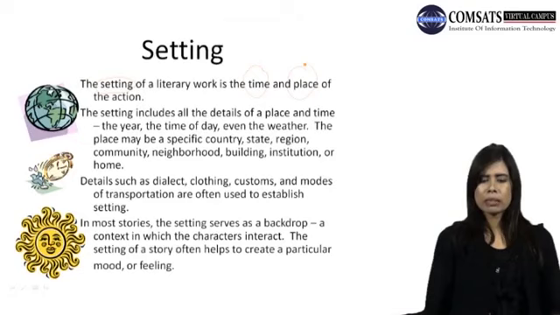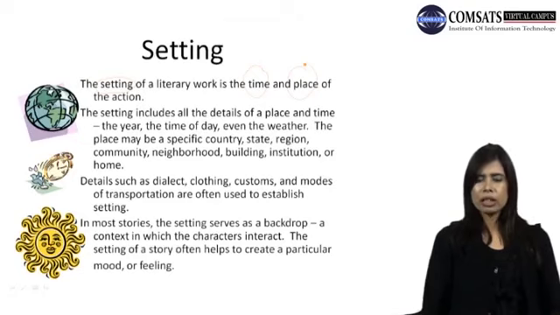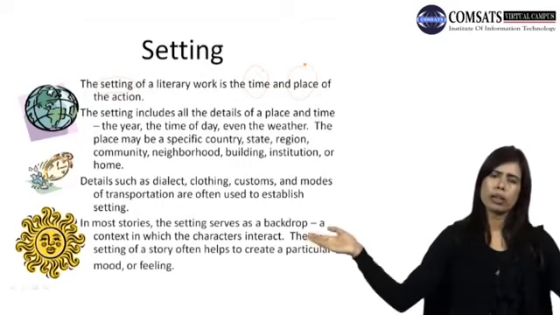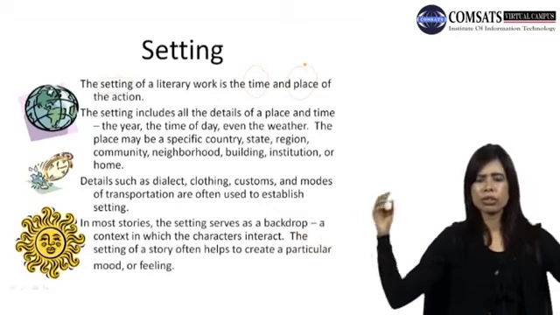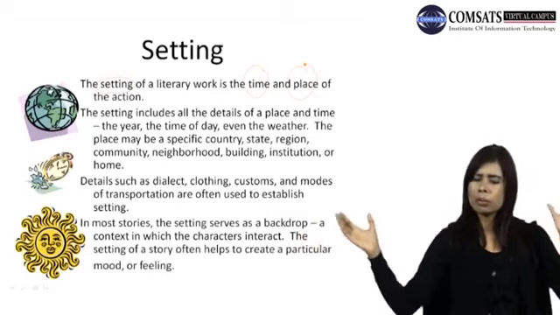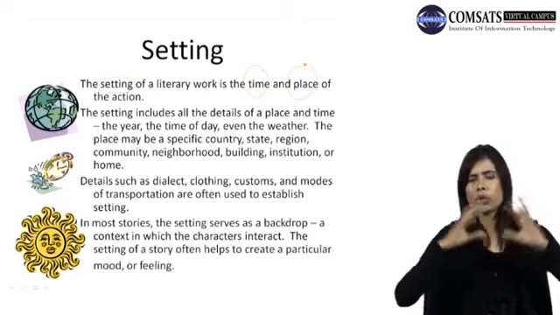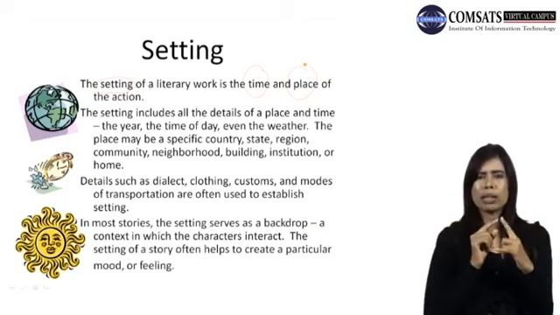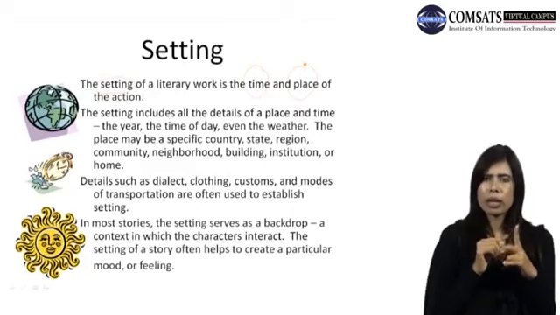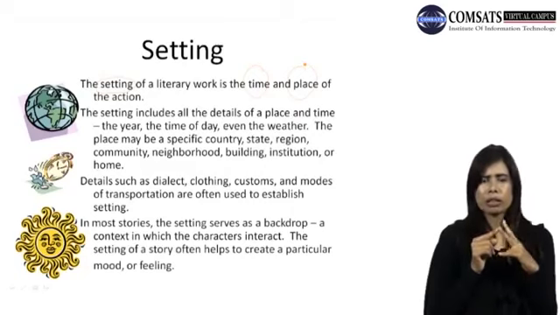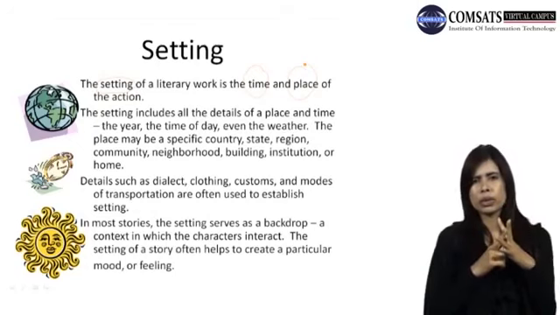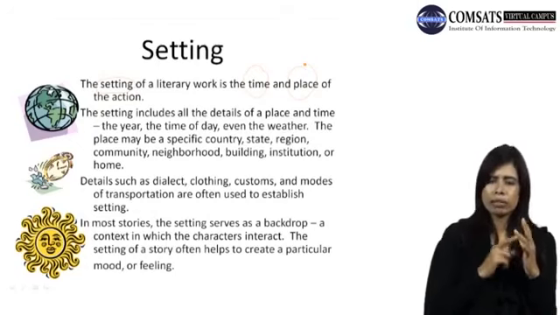Okay, the place may be a specific country, state, region, community, neighborhood, building, institution, or home. So place can be anything. It can be home, an institution, a neighborhood, any community, any country. So you are not limited over here. So in settings, what you usually talk about is the time and the place. For example, the month is March and the year is 2012 or 2010, fine.